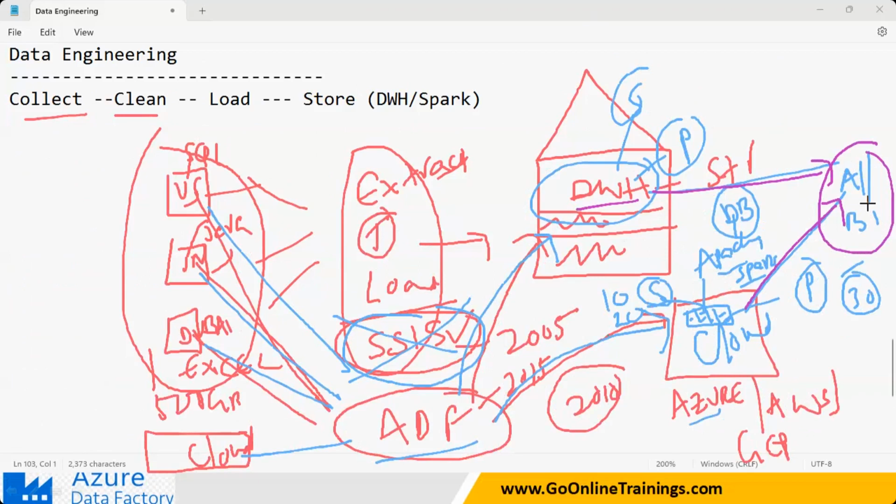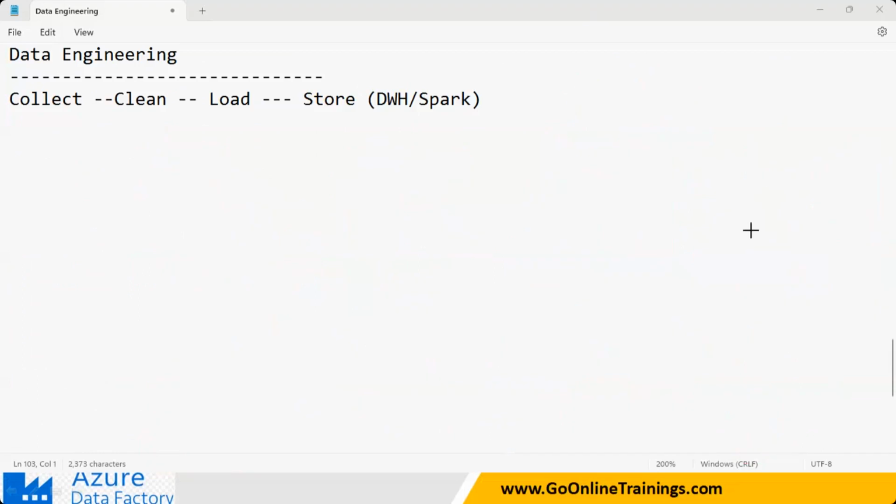If you want to learn ADF, you have to know SQL only, nothing else. If you want to learn Databricks or Apache Spark, it means you need to know Python also. Python, Scala, all of them we're going to be learning. Am I clear? Any questions you have? So these are the things that you need to know.